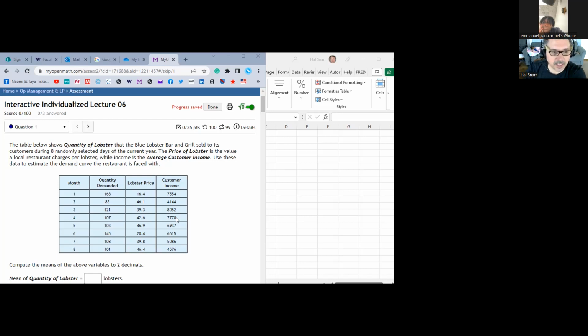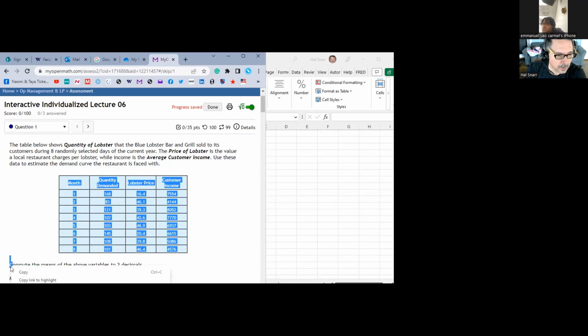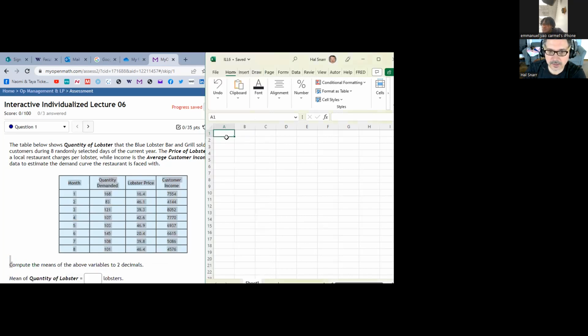We're gonna use this data to estimate a demand curve. So the first thing we want to do is copy the data. I'm gonna start with month, then we go down to the C and compute. We're gonna copy that and paste that into Excel.